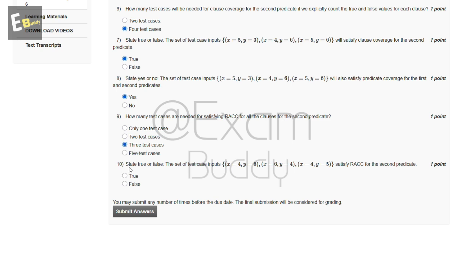Now the tenth question is, state true or false. The set of test case inputs x equal to 4, y equal to 6; x equal to 6, y equal to 4; x equal to 4, y equal to 5 satisfy RACC for the second predicate. So these are the options, and the answer of our tenth question is B, false. Now submit your answer.